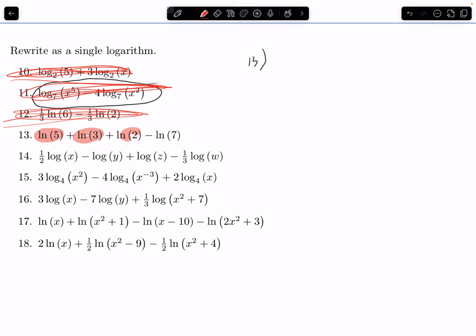Natural log of 5, natural log of 3, natural log of 2. Those are all positive, right? And then 1 negative. Well, there's no powers to worry about. So I'm going to jump straight to multiplication and division. This is natural log of 5 times 3 times 2, and on the bottom, it's 7.